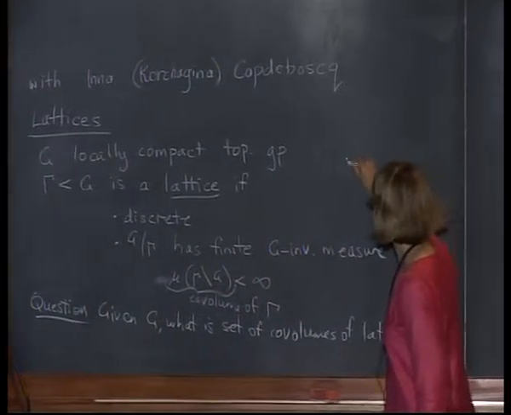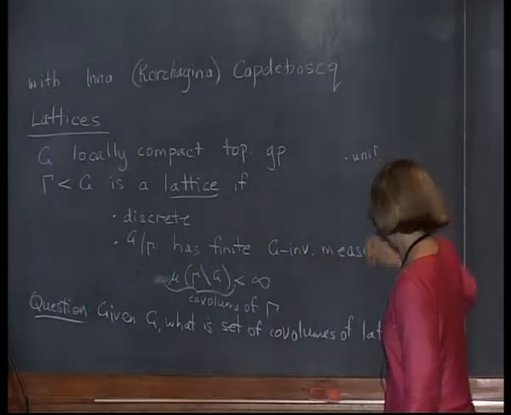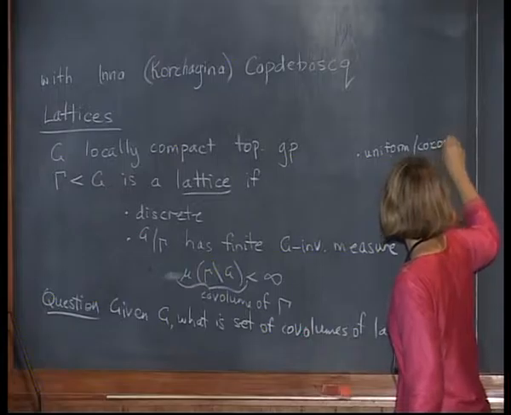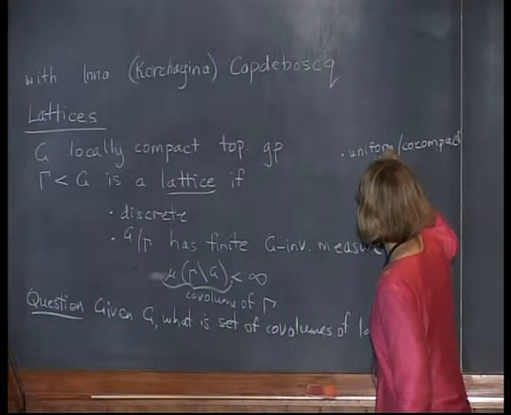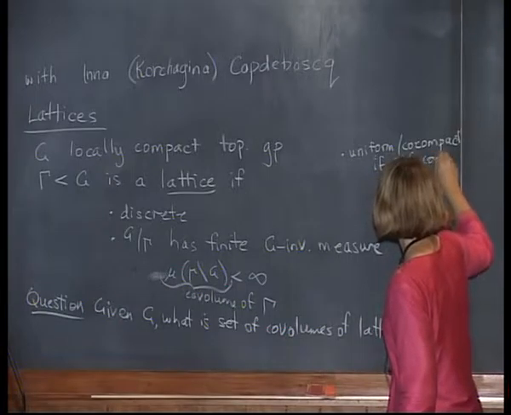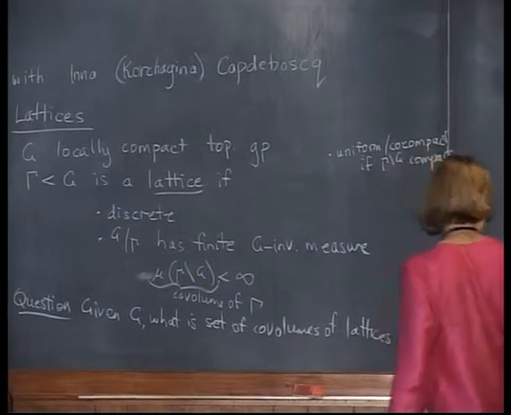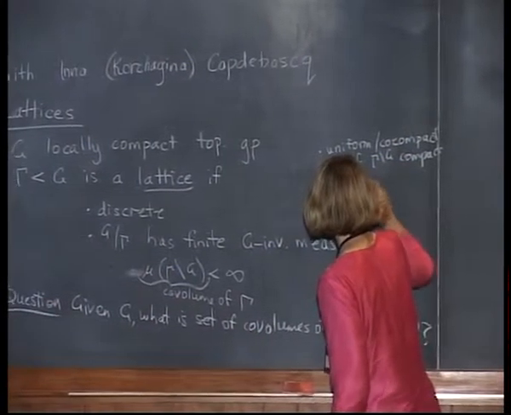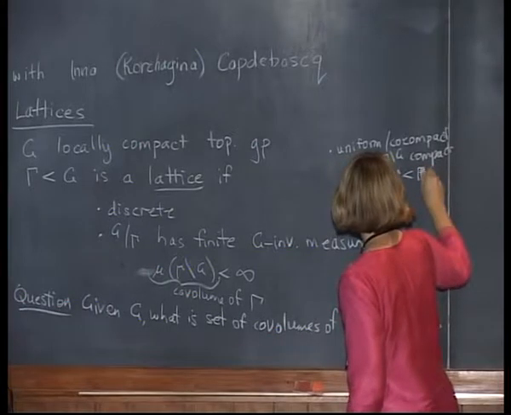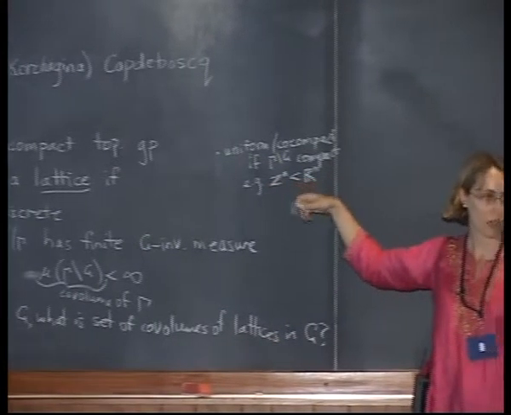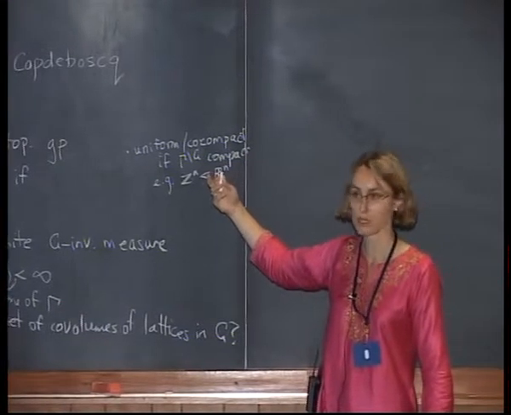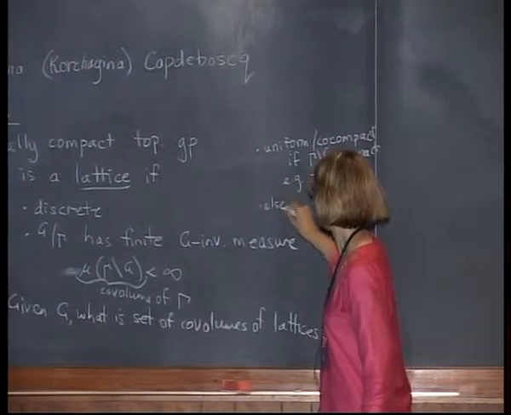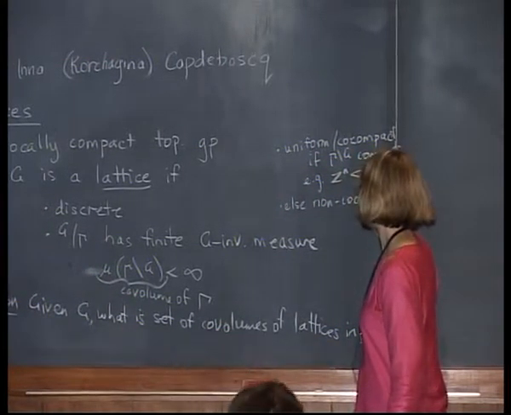So there are two kinds of lattices. A lattice is uniform or co-compact if G mod gamma is compact. So for example, the integer lattice Z^n inside R^n is a co-compact lattice because the quotient is just the torus, and otherwise it's non-uniform or non-co-compact.